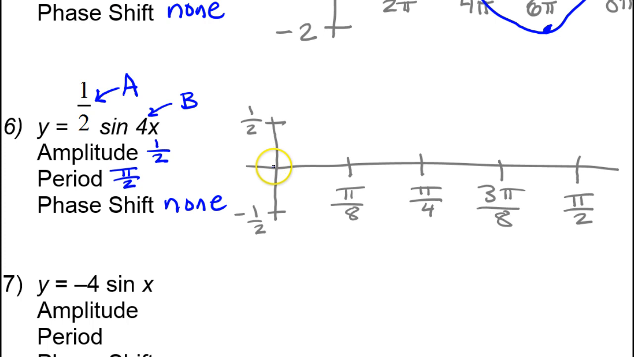The sine function always is going to start off here at 0, and then it will go through its pattern. So it should go up to its maximum value, and then back to the midline, then down to its lowest value, and back to the midline. So this will be a nice graph of this sine function.